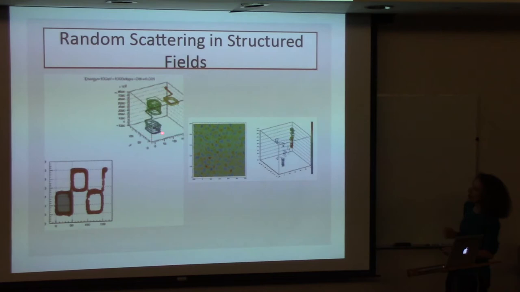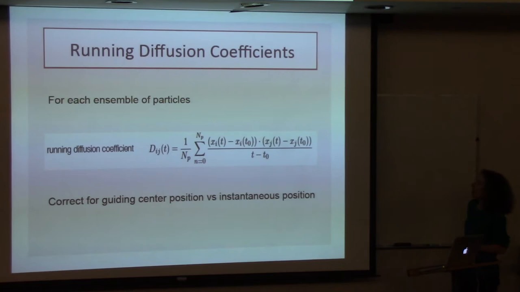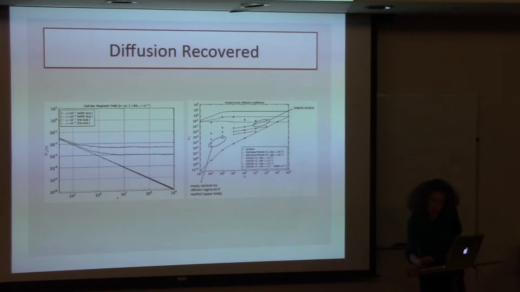And if we have a field with more structure, so now we have structure, not just single helices all on the same size, but a more complicated structure, they still get trapped for a while, then they have some stochastic wandering, then they get trapped again. And we were able to compute these running diffusion coefficients, which basically show the square of the displacement from the original position divided by time. So this should level off for a standard random walk process. And it actually does. So here are some running diffusion coefficients.